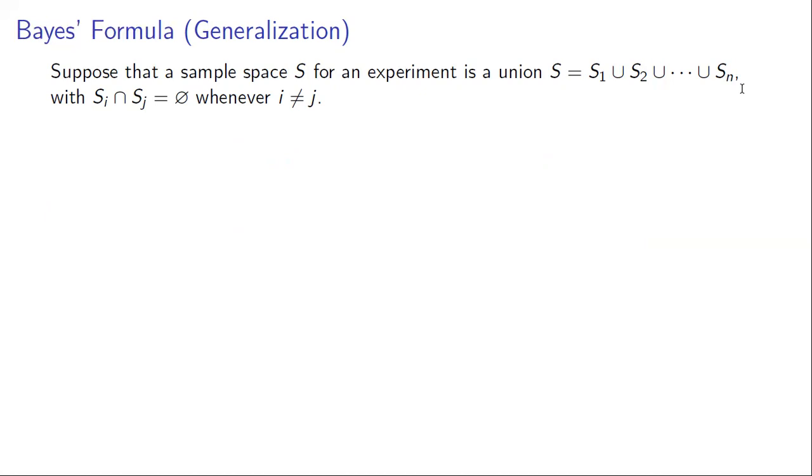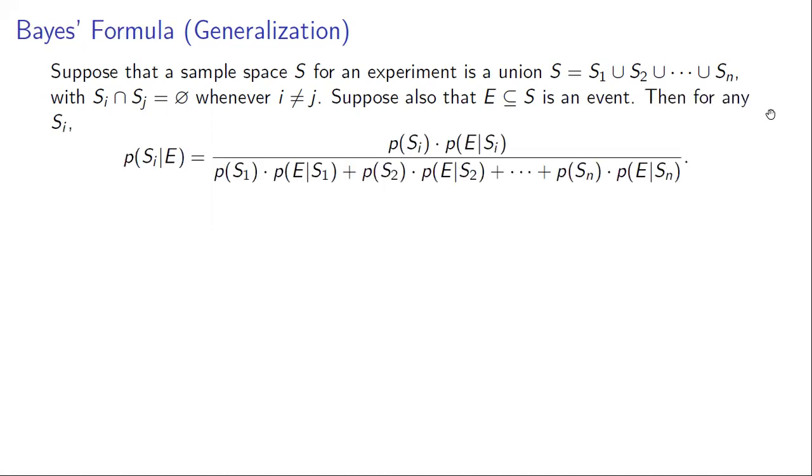We have a big set S and we can break it up into n little parts, where Si intersected with Sj is equal to the empty set whenever i is not equal to j, meaning if I take any two of these things, like S2 and S4 or whatever, there's never going to be overlap. So S can be broken up into n little parts, with no overlap among any of them. Suppose also that E, which is a subset of S, is an event.